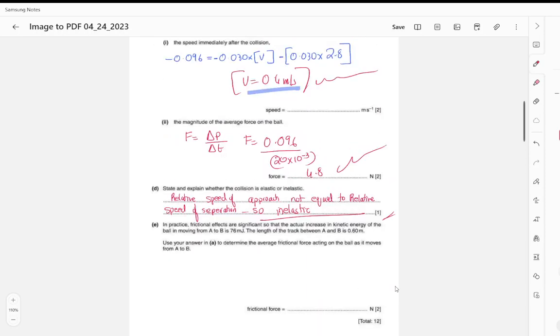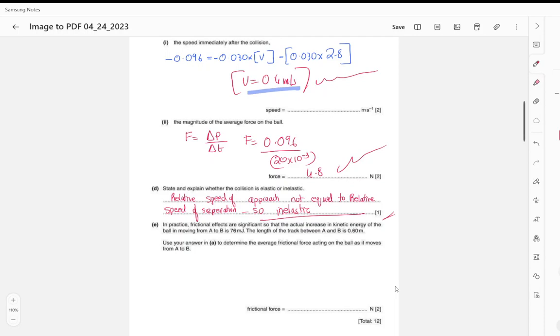Anyways, in practice, frictional forces are significant so that the actual increase in kinetic energy of the ball in moving from A to B is 76 millijoules. Okay. So the length of the track between A and B is actually 0.60. Use your answer to determine the average frictional force acting on the ball as it moves from A to B. Okay.